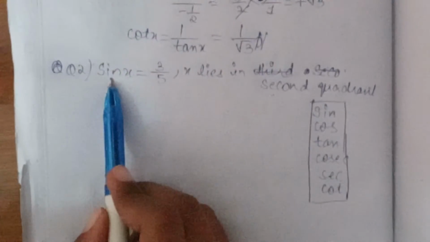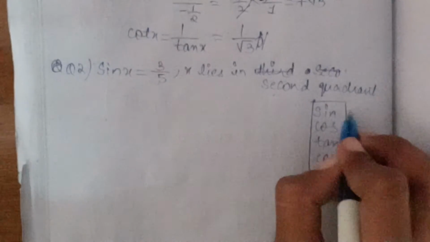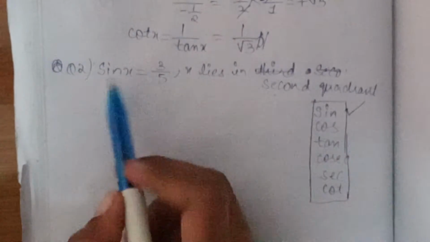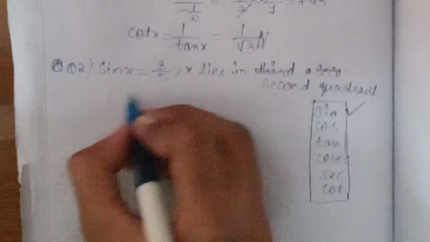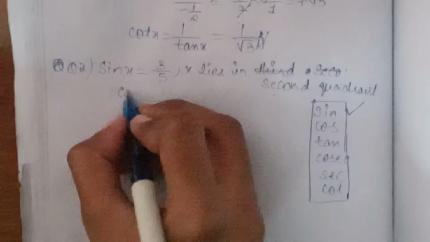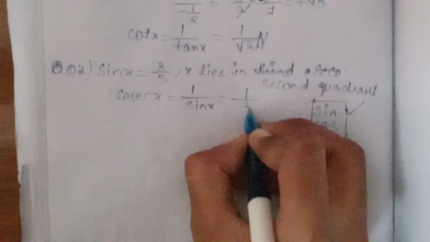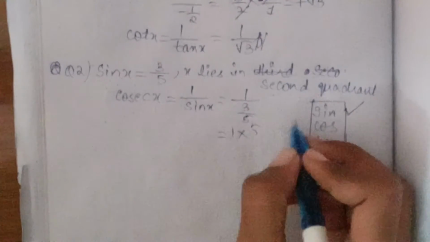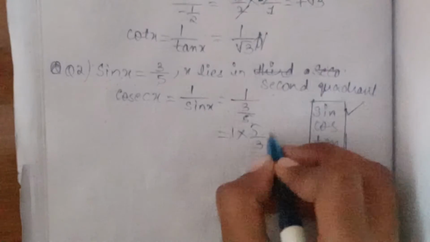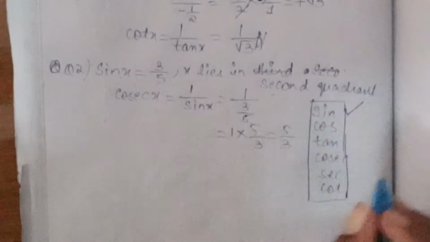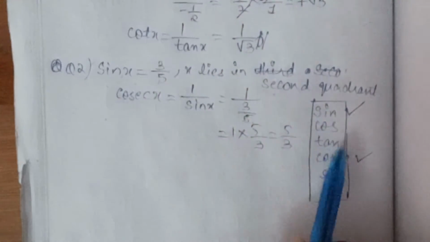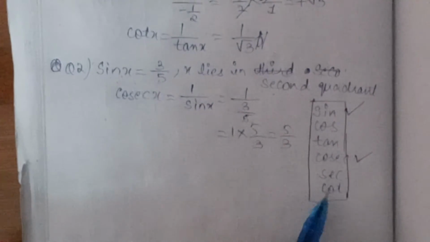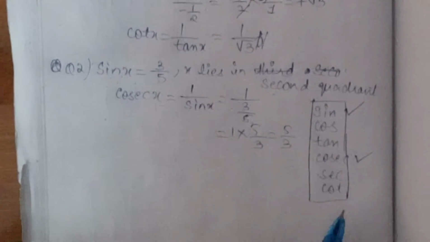In the question they have given the sine value. Given the sine, what you can find next is the cosecant, which is the reciprocal of sine. So 1 by 3 by 5. Whenever you get it downward, it will be reciprocal. 3 by 5 becomes 5 by 3. So 1 into 5, 5 by 3. So we got the value of cosecant also. Then next what do you have to find? Cos, tan, secant and cot. How can we find them? See.